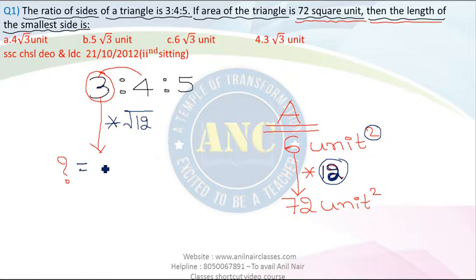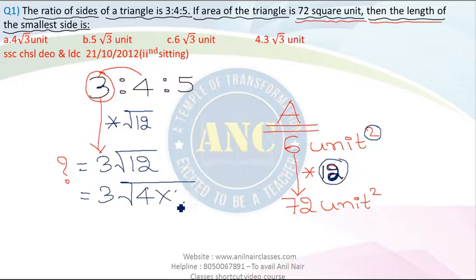So 3 into root 12 is 3 root 12. But the answer options do not have 3 root 12, because root 12 can also be written as root of 4 into 3. Square root of 4 is 2. 3 into 2 is 6. Answer is 6 root 3 unit. That is nothing but my third option. I hope I am making sense.